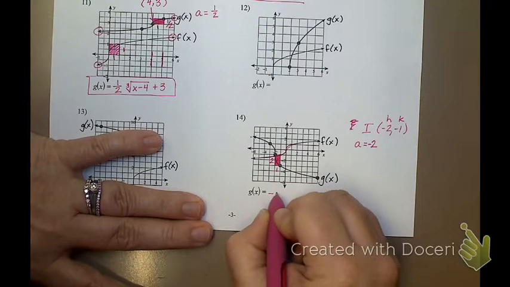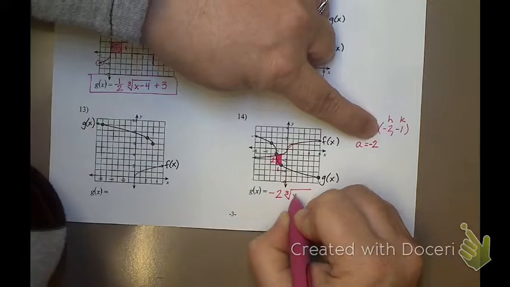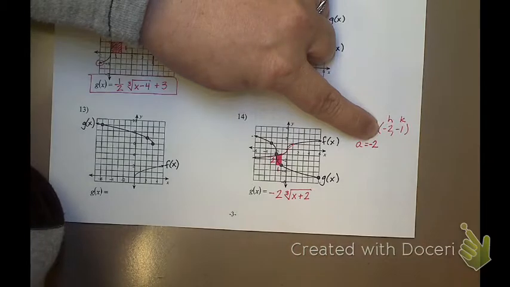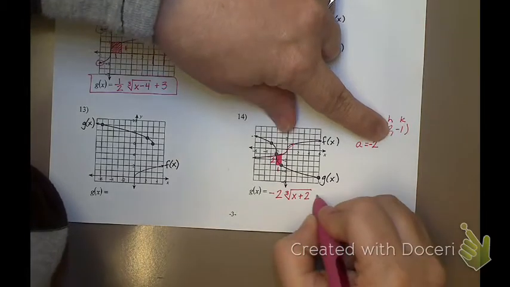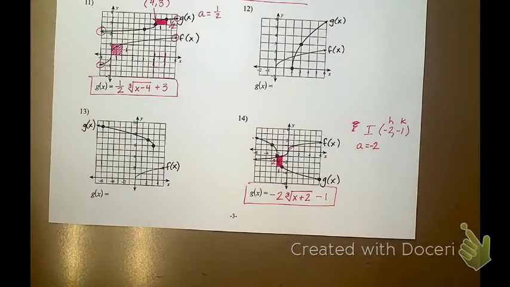So I'm going to put my a value, and then I have my cube root. H goes inside, so if h is -2, it's going to look like +2 inside the radical. My radical needs to stop then. And then my k value, the -1, is hanging on outside there. All right.